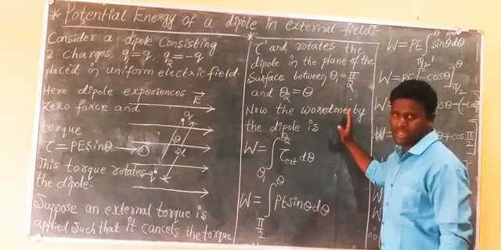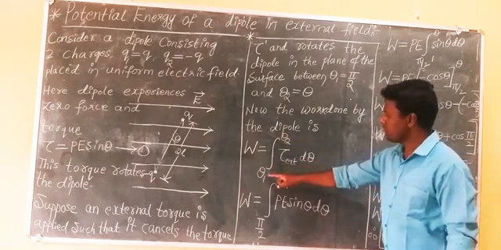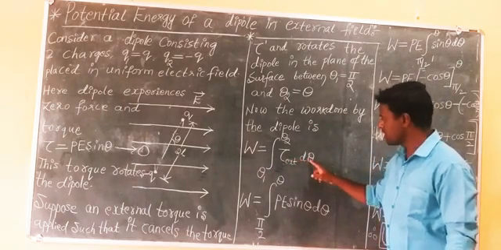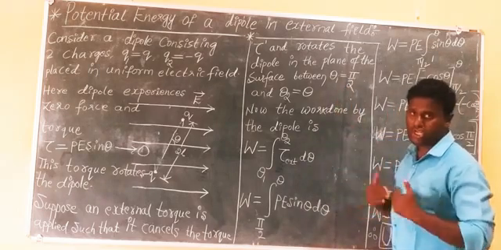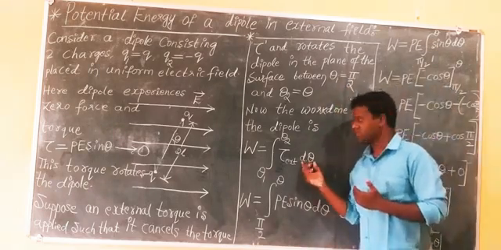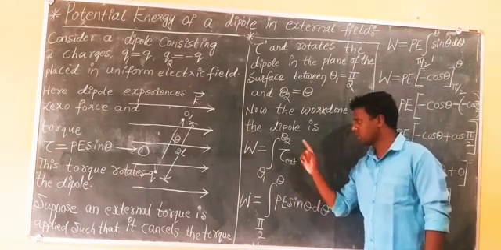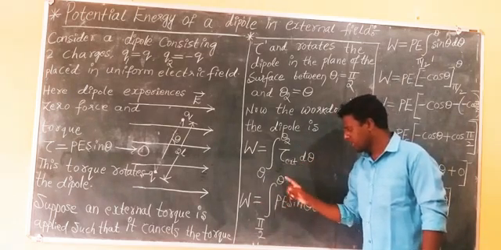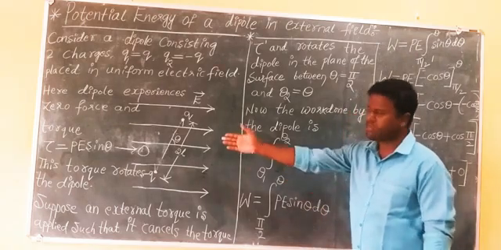That work done by the external torque is given by W equals integration from theta 1 to theta 2 of tau external into d theta. This d theta means the two angles pi by 2 to theta. Rotation ಆಗೋದು, ಈ angle ಅಲ್ಲಿ rotation ಆಗುತ್ತೆ. So here work done is W equals integration from theta 1 to theta 2 of tau external into d theta, right? With theta 1 as pi by 2, theta 2 as theta. This is equation number 1.